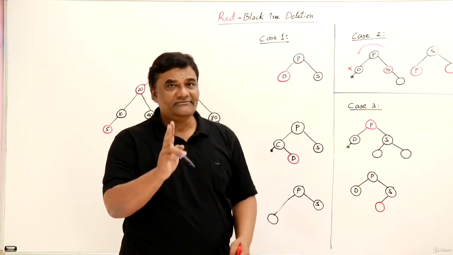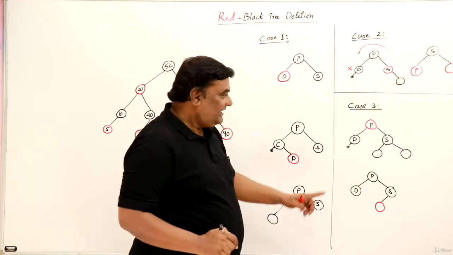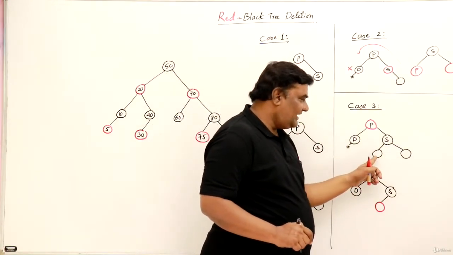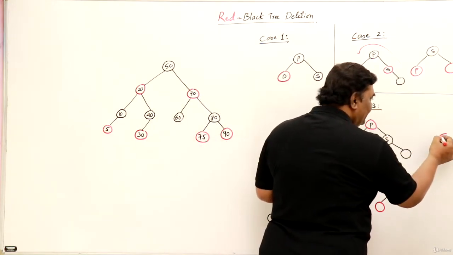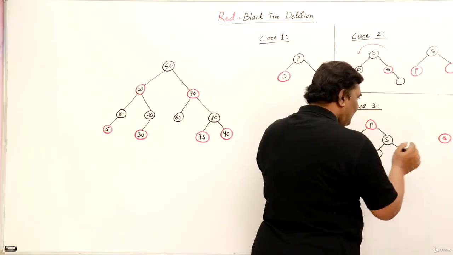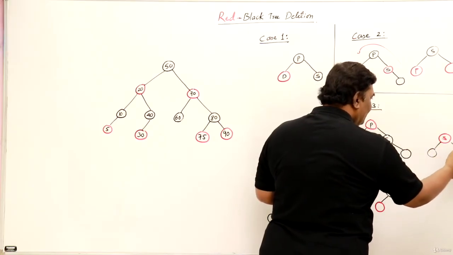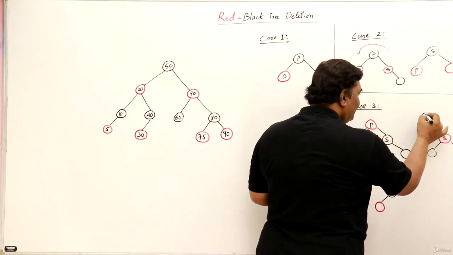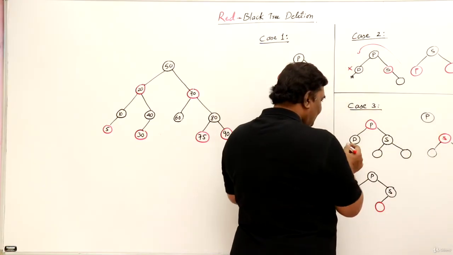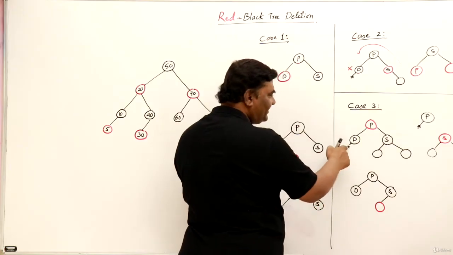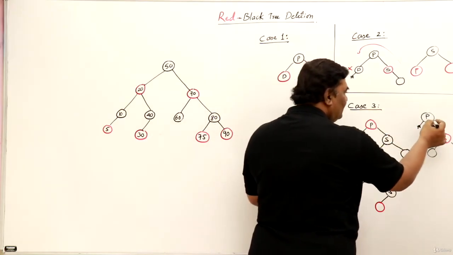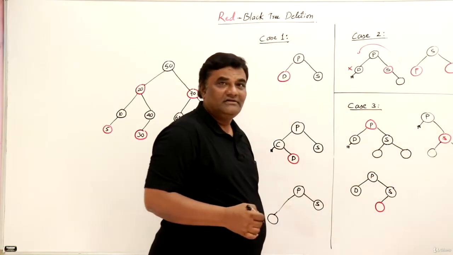What are those? We have two choices. What is that? If both the children are black, then simply change the color. So how to change the color? Make the sibling red, let these children be black only, and make the parent black. And the deleted node has gone, and its child, that is null, has come here. This is how to change the colors.